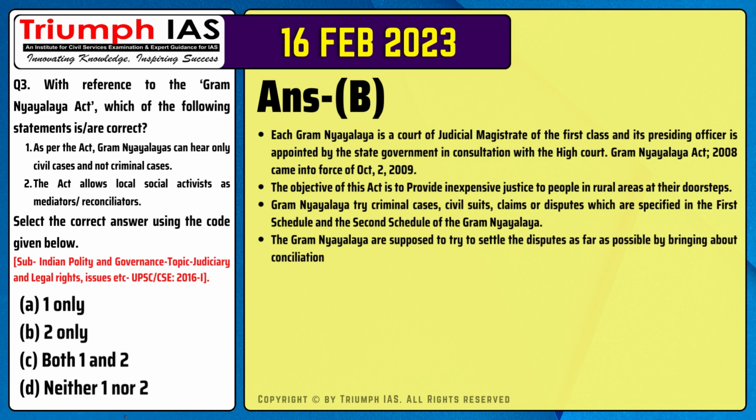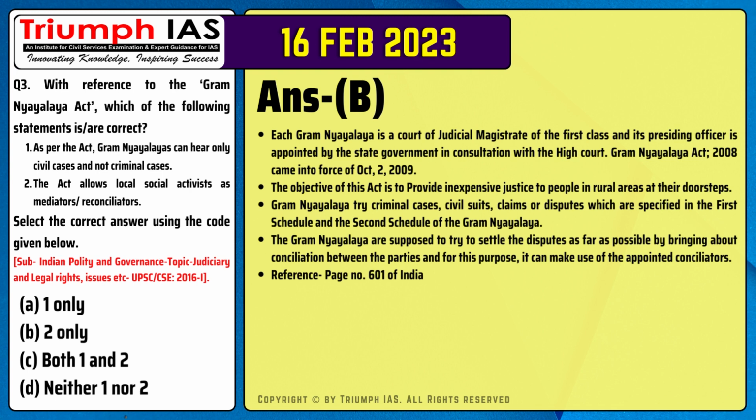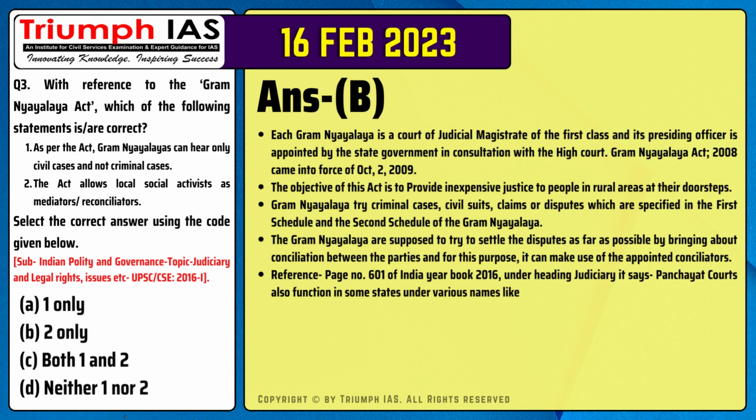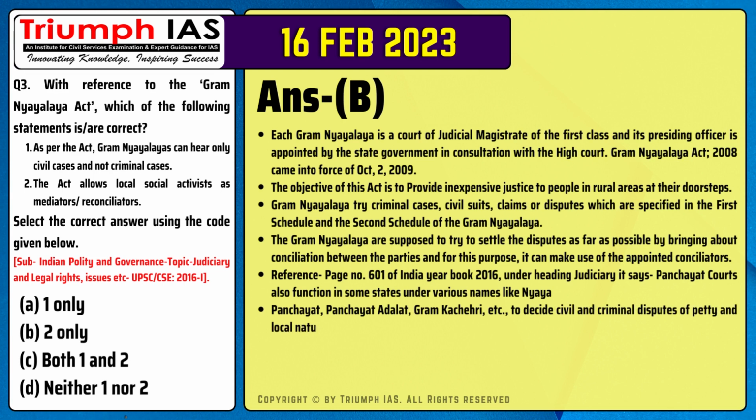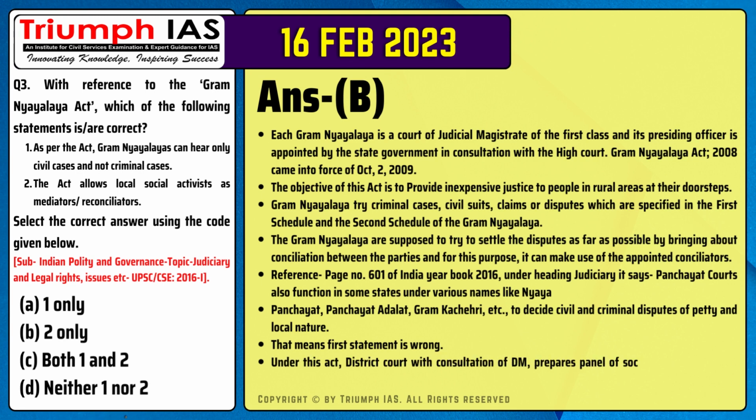The Gram Nyayalaya are supposed to try to settle the disputes as far as possible by bringing about conciliation between the parties, and for this purpose, it can make use of the appointed conciliators, Panchayat, Panchayat Adalat, Gram Kachehri, etc., to decide civil and criminal disputes of petty and local nature. That means the first statement is wrong. Under this Act, the District Court, with consultation of the DM, prepares a panel of social workers to act as counsellors. Hence the second statement is right.